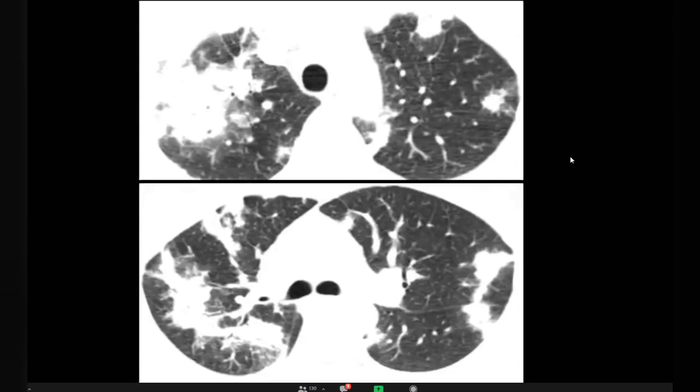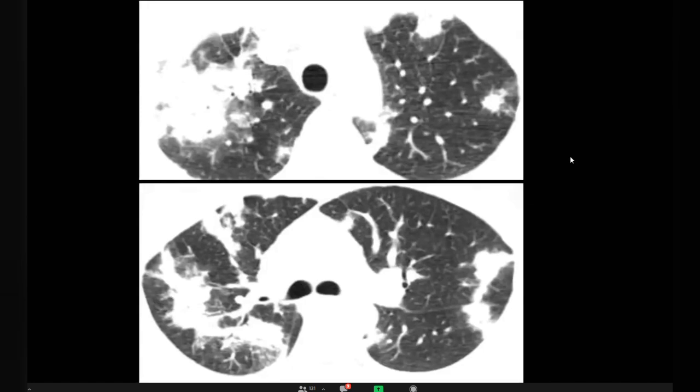Sir, in an asthmatic, allergic bronchopulmonary aspergillosis. Well, this is not the pattern of ABPA. Out of the differential diagnoses that you mentioned, cancer, which is a good differential, bronchoalveolar carcinoma, the former name, they changed the name now, and chronic eosinophilic pneumonia. Chronic eosinophilic pneumonia.